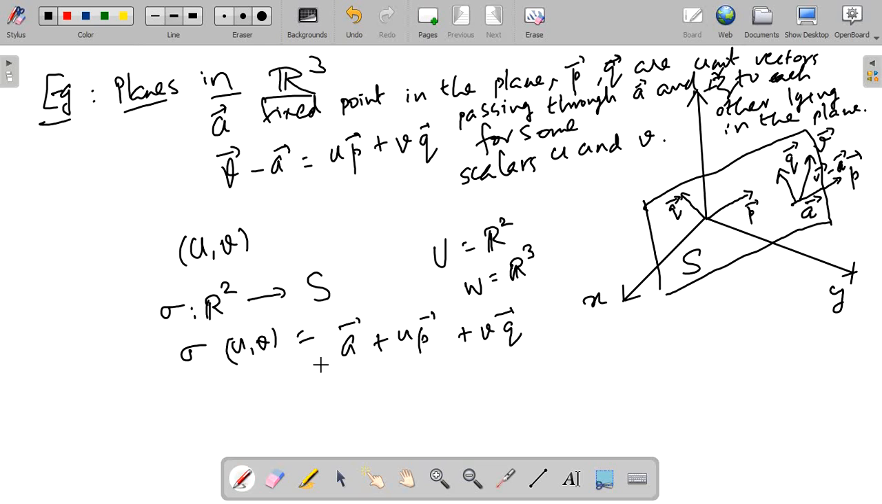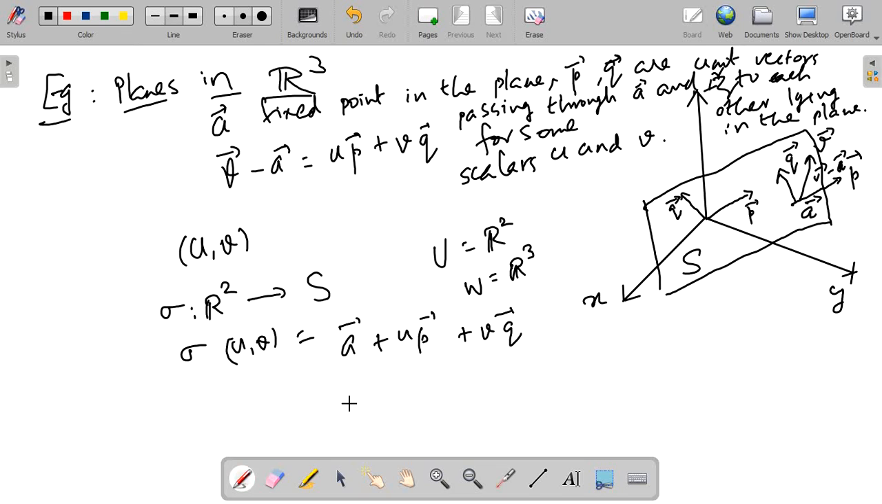Now, is this a homeomorphism? Of course, because vector addition is a continuous mapping, scalar multiplication is also a continuous mapping, and their combination is also going to be a continuous mapping. So sigma is continuous.